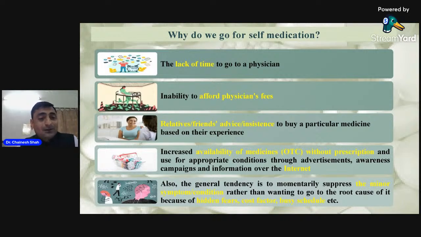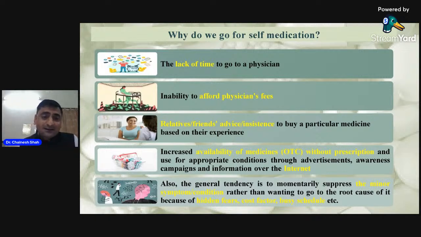Another case may be poor people who cannot afford the physician fees, right? The third cause could be relatives' or friends' advice. Sometimes you say I am having acidity and one friend brings you a medicine and says, just take this. They don't know before food or after food, how many times, how long you have to take it, how much dose, maximum dose, minimum dose. They don't know. Based on other people's experience, they will take it.